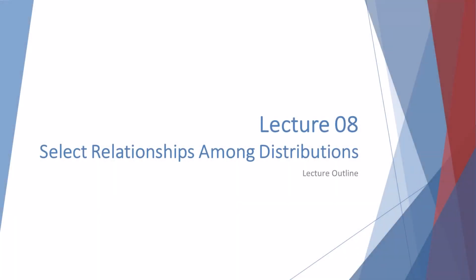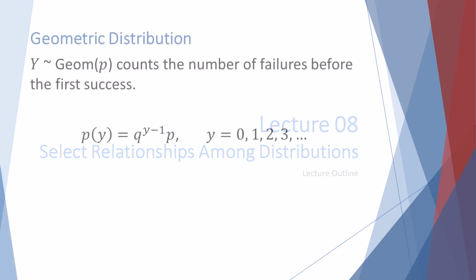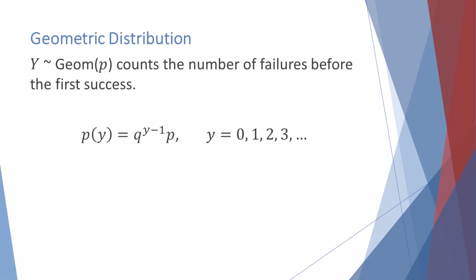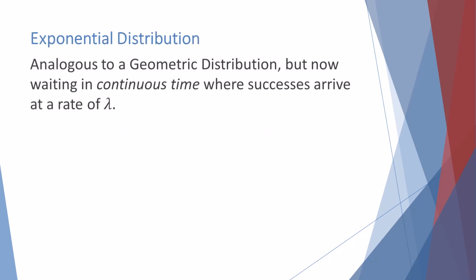Select relationships between distributions. In this section, we will discuss some relationships between some of the distributions we've covered, and explore a couple of new distributions. Recall the geometric distribution. A geometric random variable counts the number of failures before the first success in a series of trials. The exponential distribution is analogous to this, but we are now waiting for a success in continuous time, where successes arrive at a rate of lambda successes per unit of time.